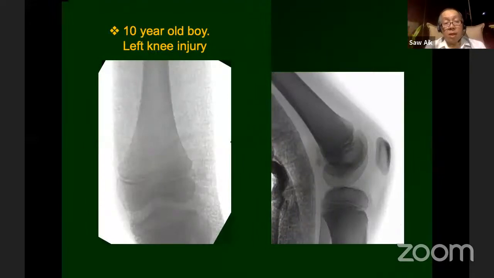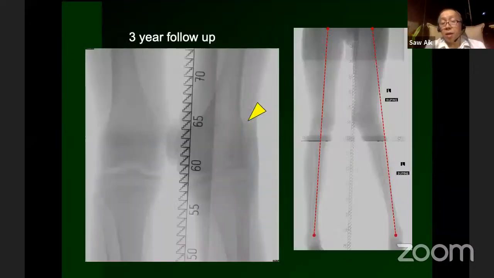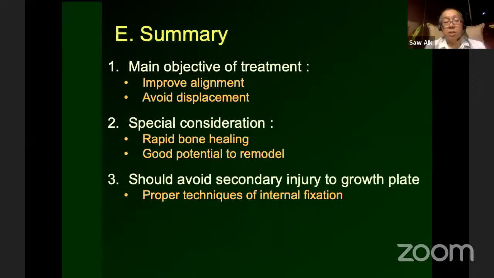This 10-year-old boy, left knee injury, yeah, quite young, but there is no real displacement. But on careful look at the x-ray, you can see there are fragments over here. It's either a type 2 or type 3 fracture. And then we decided at 10 not to do any intervention, just hold it with a cast. And then on follow-up, he returned only after 3 years. You see there's a physeal plate and genu valgum deformity. But then we are very sure this is not due to intervention, but due to trauma itself.